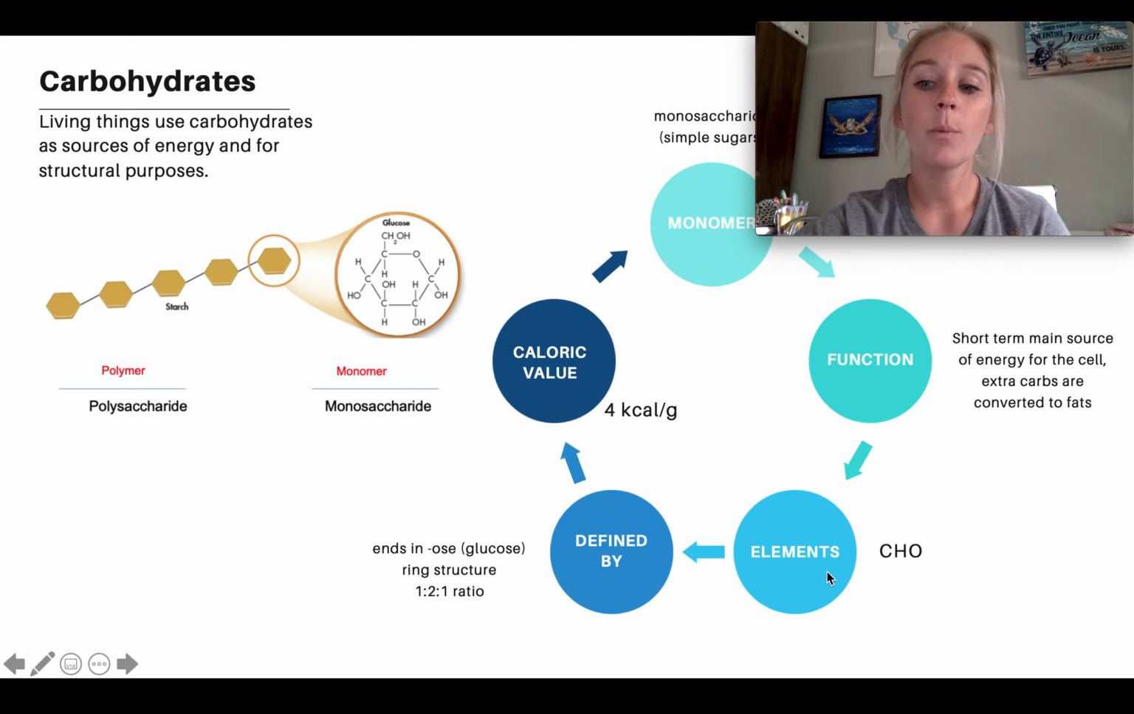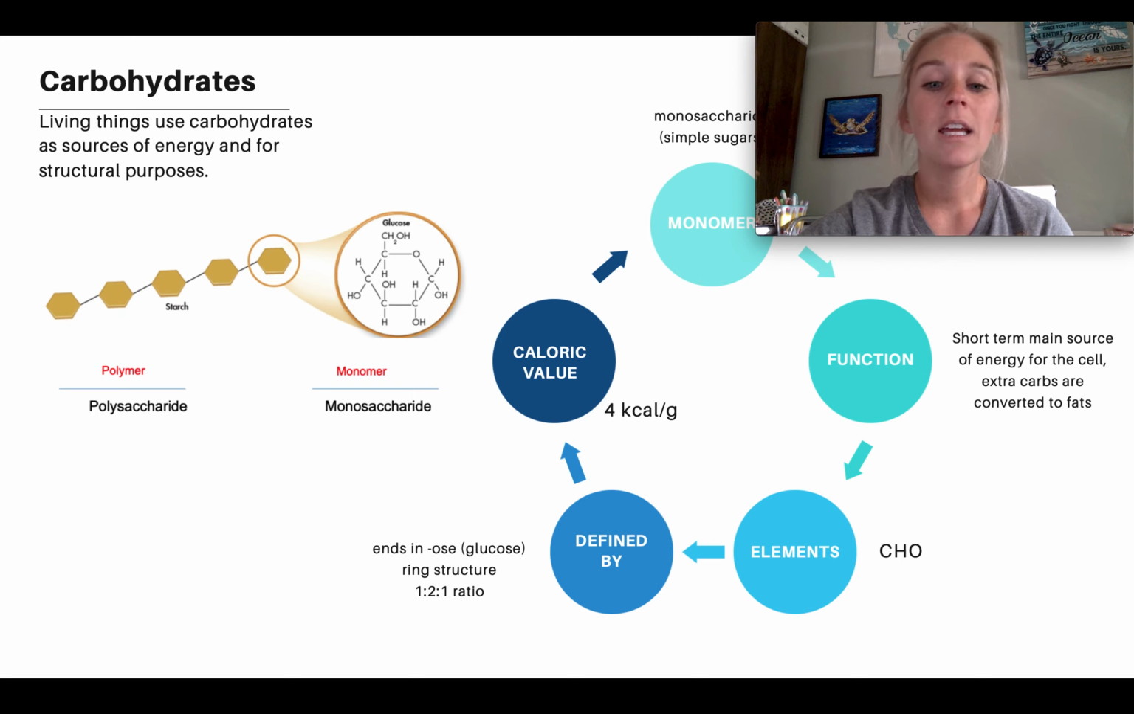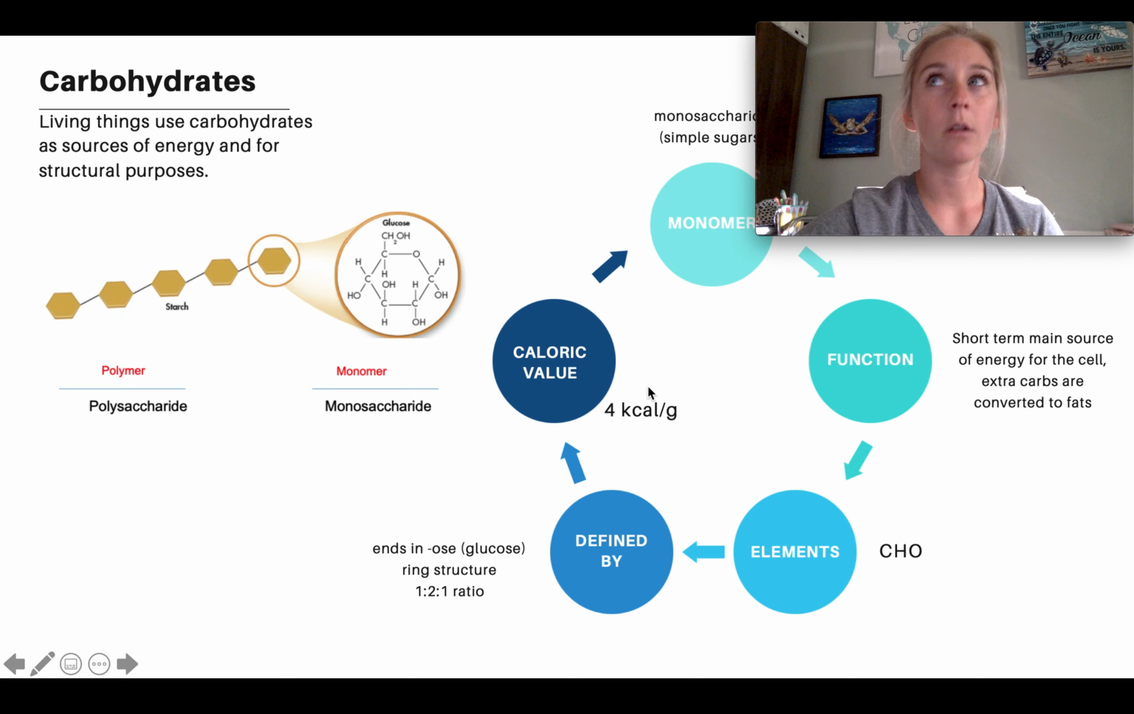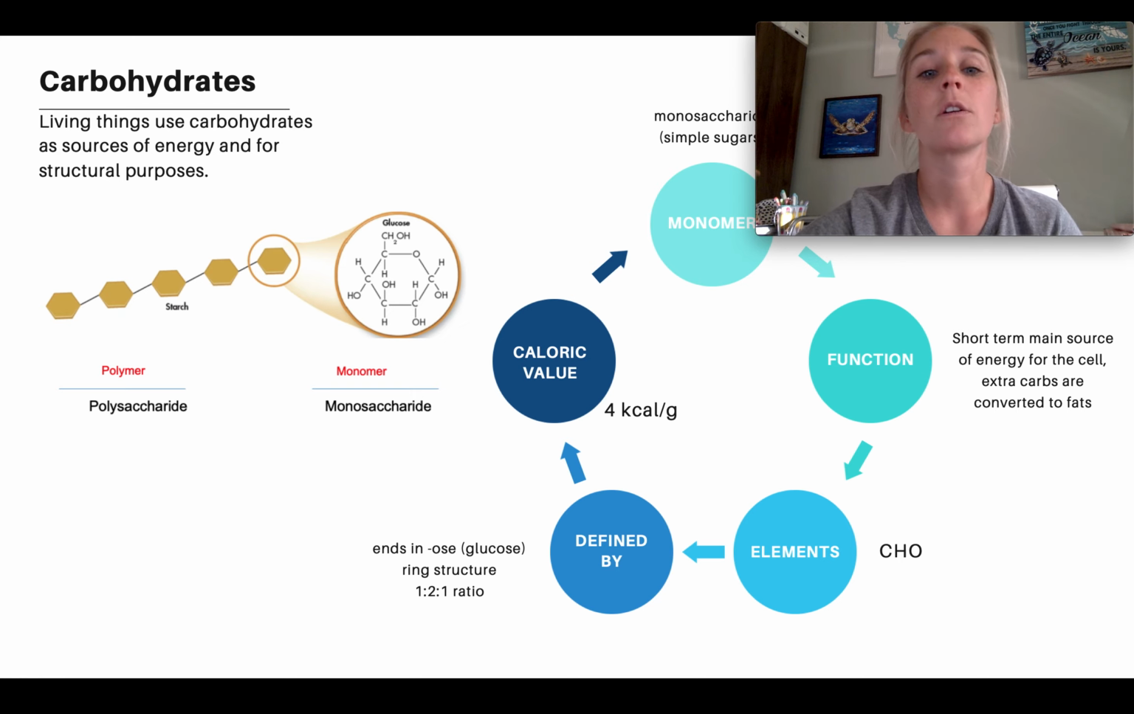They are made up of the elements carbon, hydrogen, and oxygen. You can determine what they are by looking at their structure. They have a ring structure. You also find them in a 1 to 2 to 1 ratio, so for every 1 carbon, there are 2 hydrogens and 1 oxygen. And they also end in -ose: glucose, fructose, sucrose, cellulose, galactose. They also provide about 4 kilocalories per gram of energy.